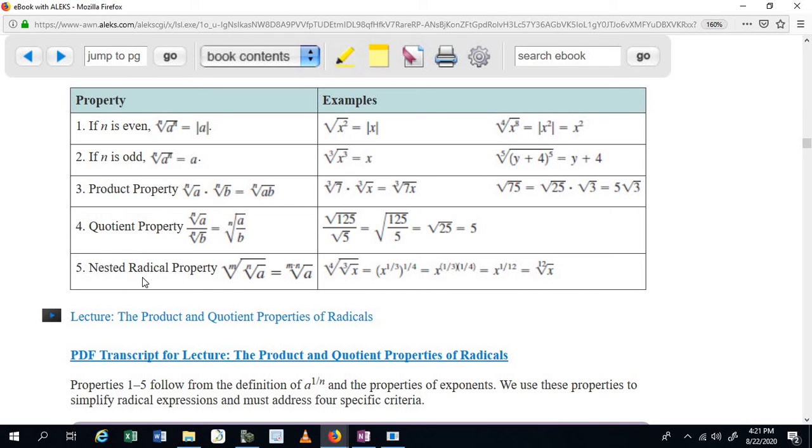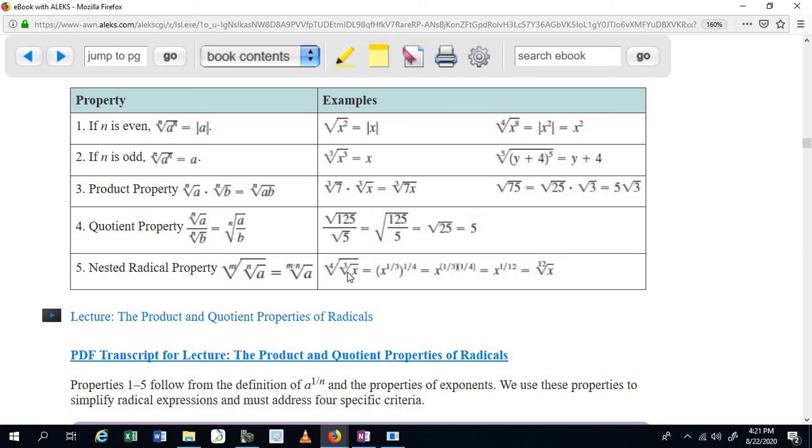Okay, and then the fifth property is called the nested radical property. If you take the mth root of the nth root of a, that is equal to the m times n root of a. So for example, if you had the fourth root of the third root of x, that's simply the 12th root of x, because you multiply these two indices to get the index of this single radical.